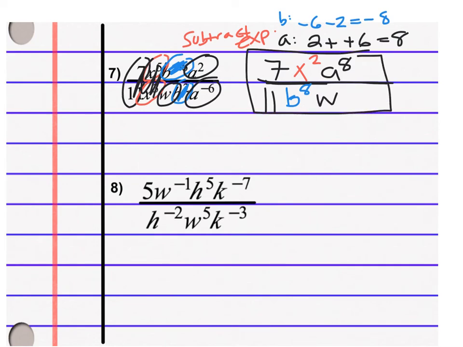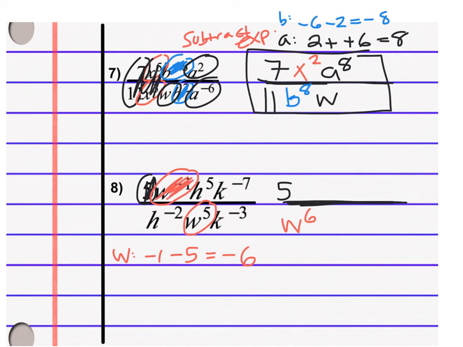All right, let's look at number 8. So I'm going to make my fraction. The 5 is positive, so it's going to stay where it is. The 5 is done. Let's do the W's. So for the W's, I'm going to write out I have negative 1 on top minus 5. Negative 1 minus 5, you can use a calculator. That's negative 6. Since it's negative, I put it in the denominator to show division.